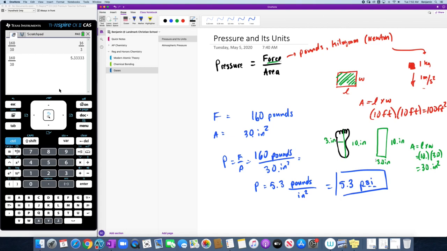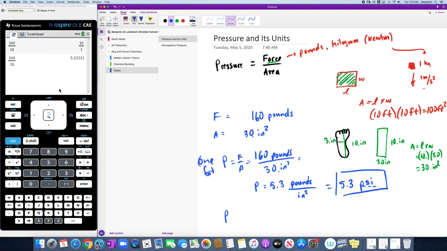If I'm standing up on both, actually that'd be on one foot. That's just one foot, right? What would be the pressure I'm exerting if I'm standing on both feet? Well, then I'd have two of these 30 square inches things, right? And so it wouldn't just be 30 square inches, this would be the pressure of 1 foot.